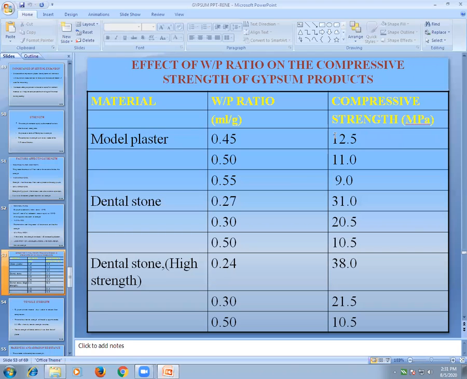So, effect of water powder ratio on the compressive strength of the gypsum. Here they have given the water powder ratio for a particular product and its strength. In case of a model plaster, the water powder ratio is 0.45 and strength will be 12.5. But for dental stone, there is a lower water powder ratio, 0.24, and the strength will be 3.8. So the more the water, the less is the strength.